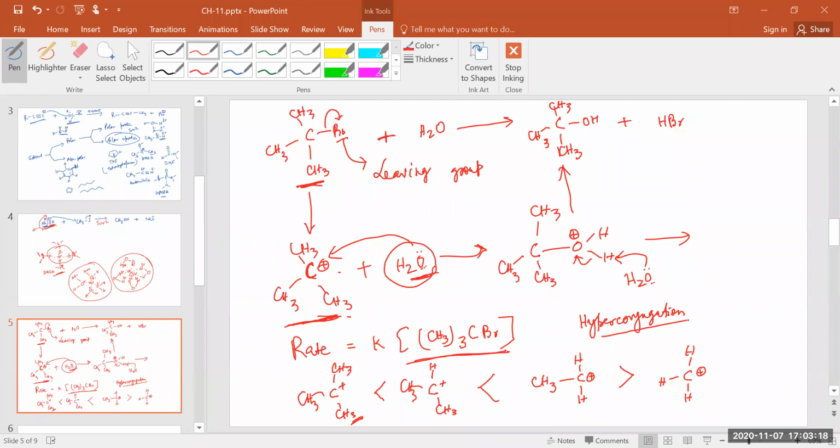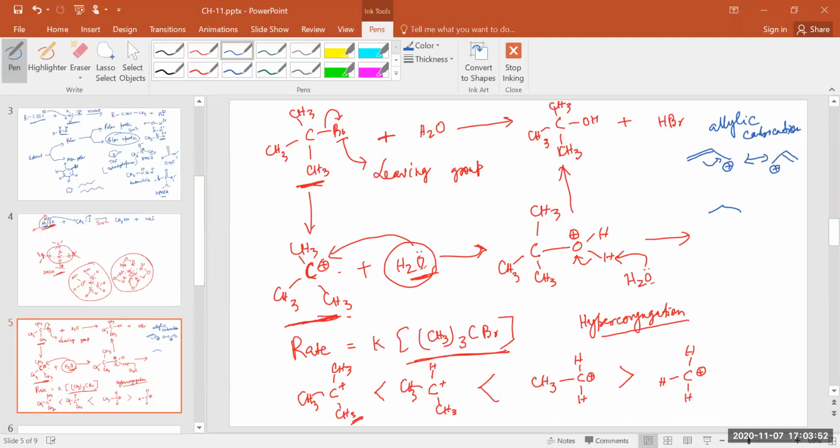Okay, so if this is hyperconjugation, another form of stability could be if your carbocation is resonance stable. Suppose this is the carbocation, it can be stabilized via resonance. Similarly, this is called an allylic carbocation.